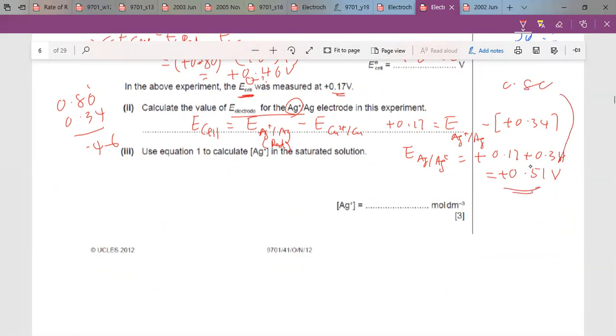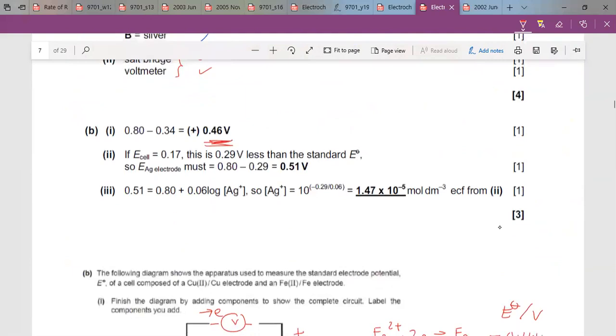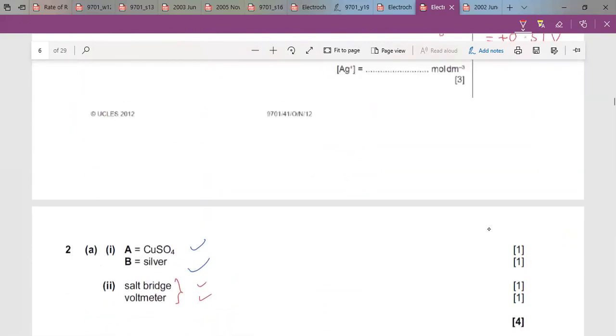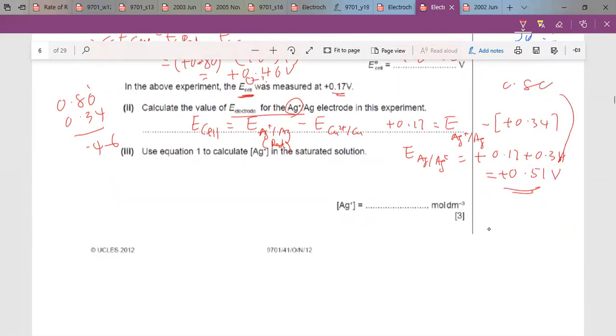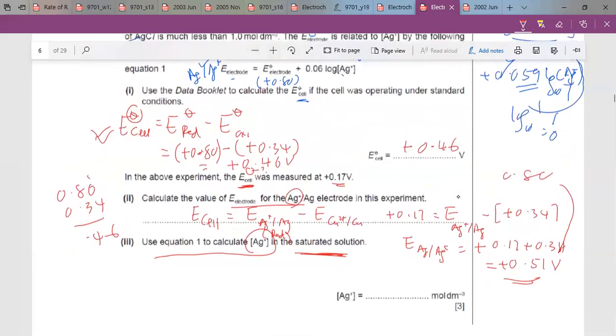Now let's check. Okay, 0.51. Yeah, 51. They do it another way, but it's mathematics. Simple, it's all mathematics. Now they ask you to calculate, using equation 1, the concentration of silver in the cell. It means now quantitatively. So you use equation 1 here. You quote this one here.